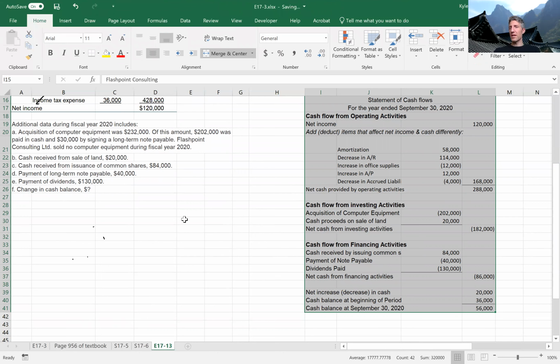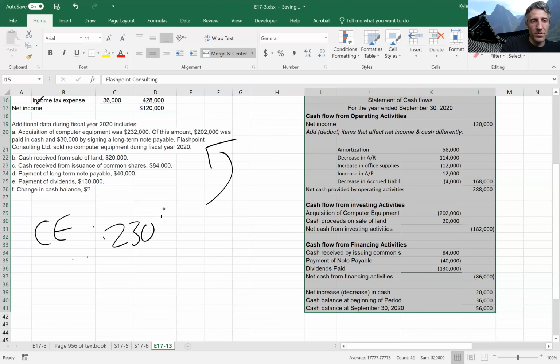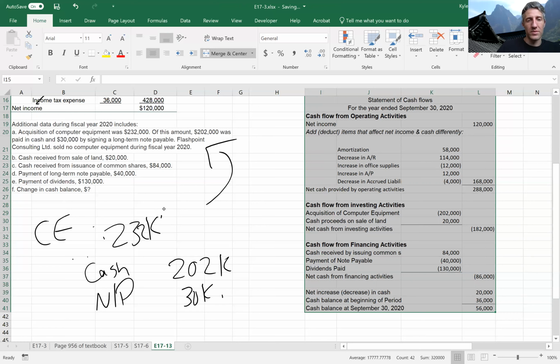Now, the only thing I want to comment on before I close this is, remember the journal entry I did for part A here? It was computer equipment debited by 232,000, but they financed that through a combination of cash. Cash was 202,000, and then they had a note payable, I think, of $30,000.